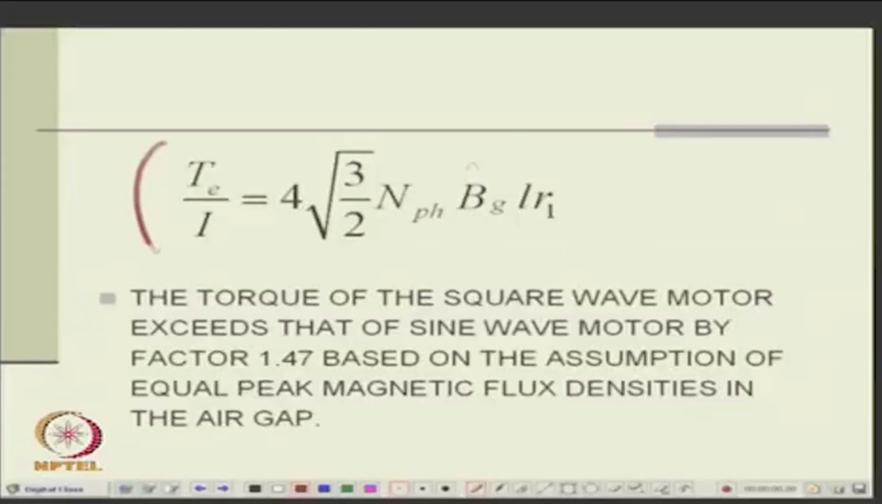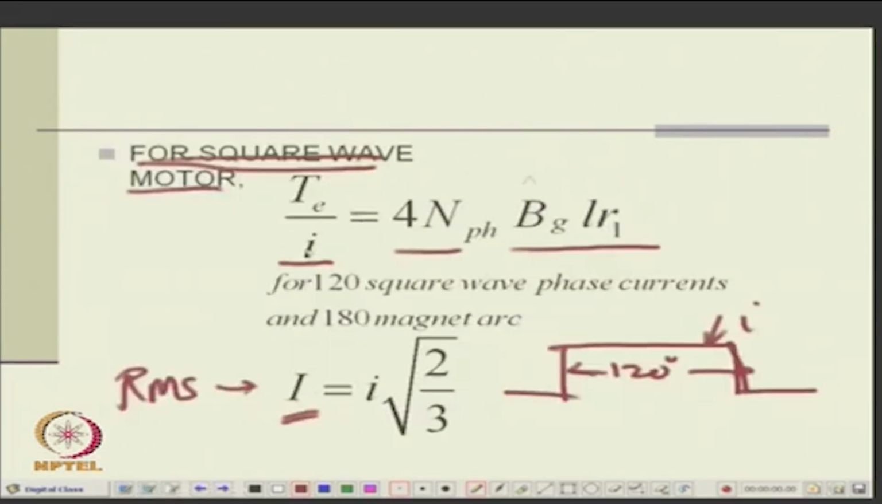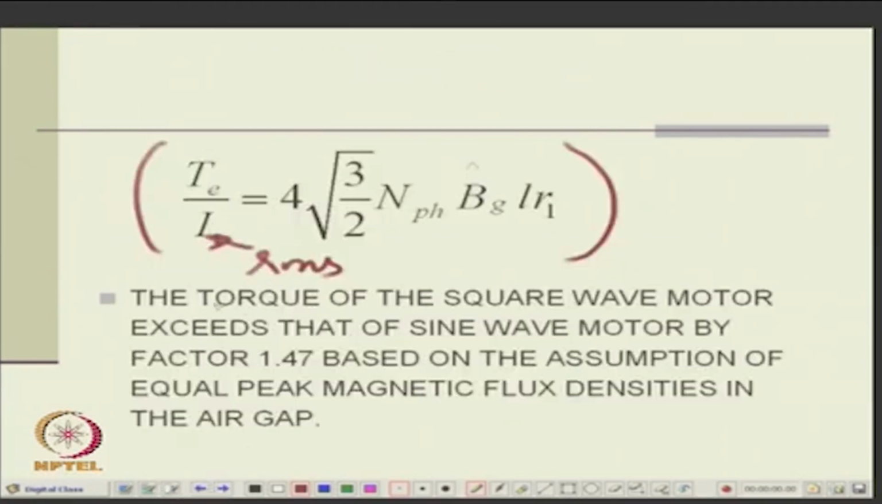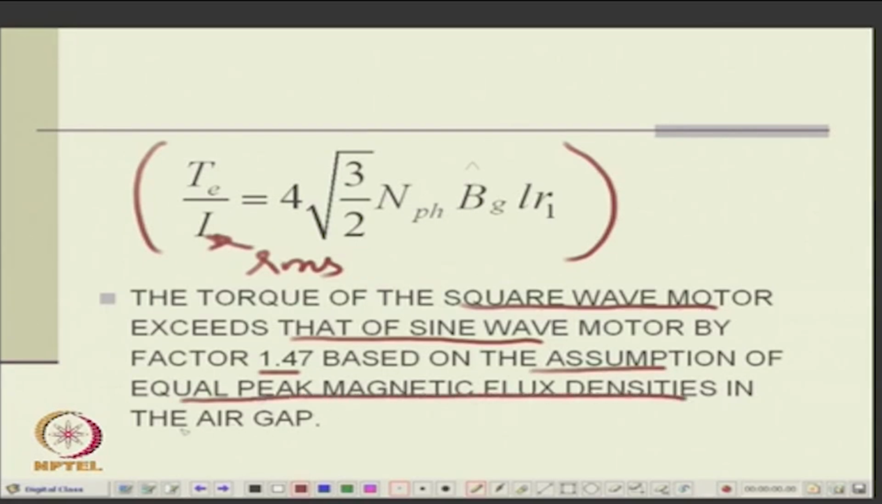So, torque per ampere for square wave, this is RMS, because this was the peak. So, torque per ampere for the RMS is like this. So, torque of a square wave motor exceeds that of a sine wave motor by a factor of 1.47, based on the assumption of equal peak magnetic flux densities in the air gap.